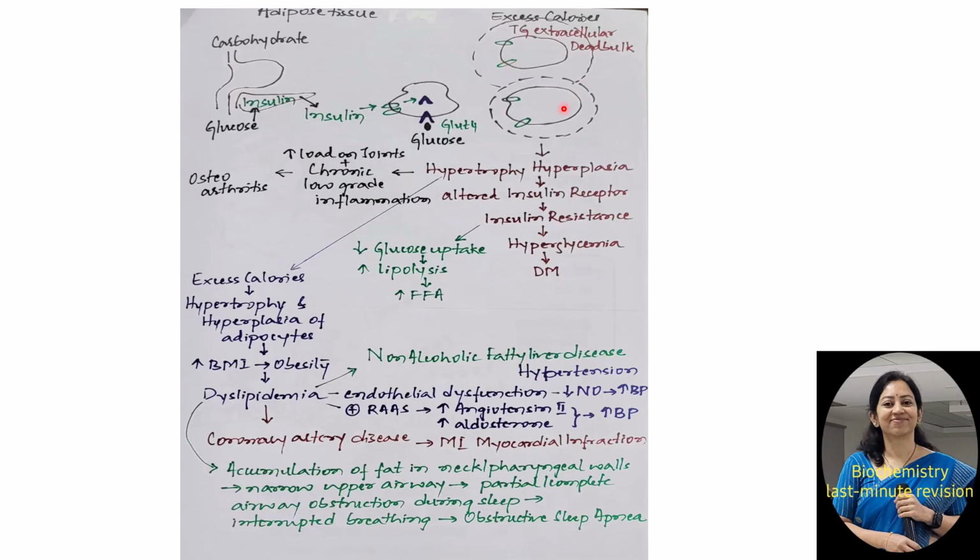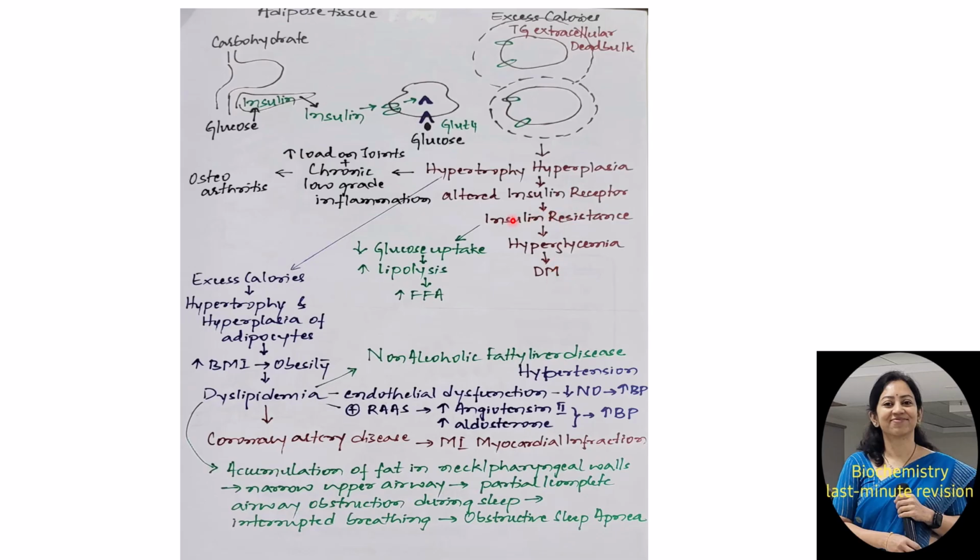So excess calories cause what? Hyperplasia and hypertrophy of the adipose tissue cells, and the TG becomes extracellular, and this acts as a dead bulk because it is not metabolically active. Now this alters the insulin receptors, so insulin resistance. Insulin is there in the body, but it cannot act on the adipose tissue. This results in insulin resistance. Because the glucose is not able to enter, it results in hyperglycemia, and chronic hyperglycemia results in the development of type 2 diabetes mellitus.